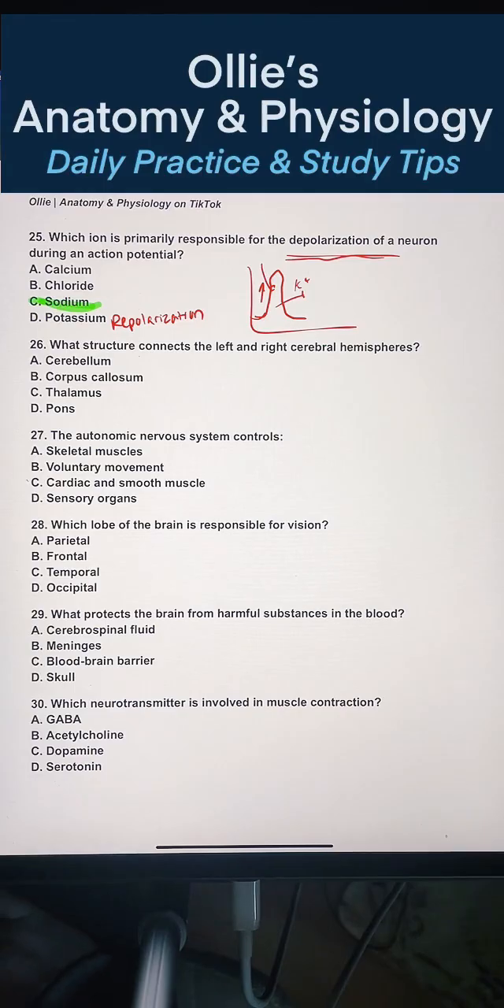26, what structure connects the left and right cerebral hemispheres?